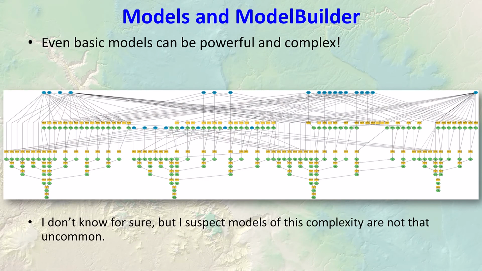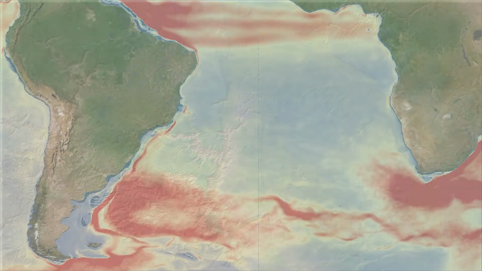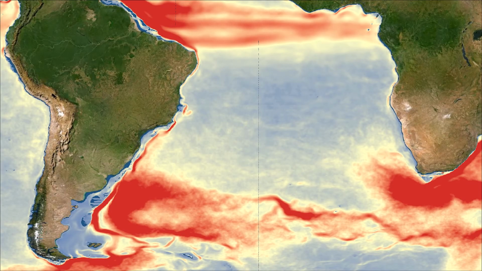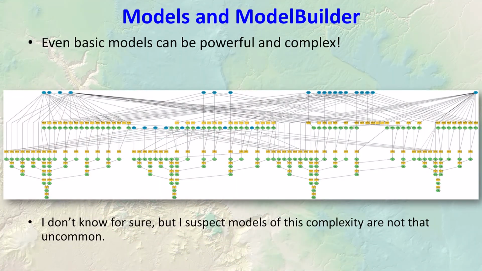And here's another fun model I did a while back. This one calculates annual and seasonal current speeds using a bunch of ocean data sets. And I just like this model because it looks like a bridge to me. It's just sort of fun to look at.